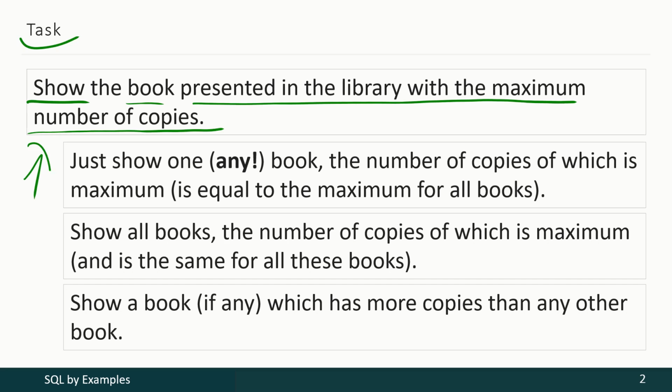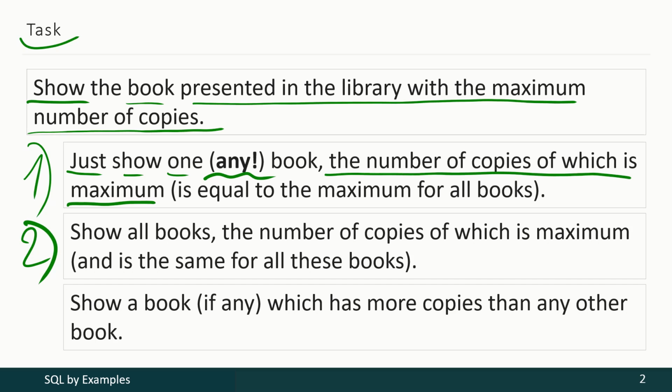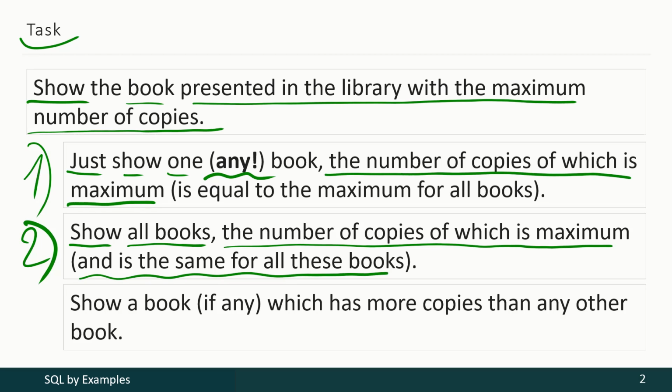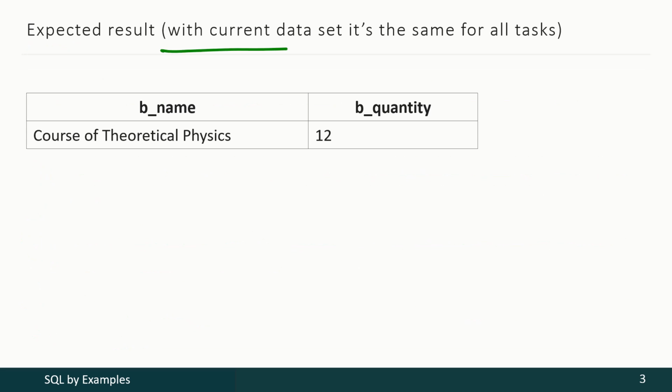The first subvariant is just to show any book, the number of copies of which is maximum. The second idea is to show all books, the number of copies of which is maximum and is the same for all these books. And the third idea is to show a book, if it exists, which has more copies than any other book. With our current data set, the result is the same for all three variants of this task.